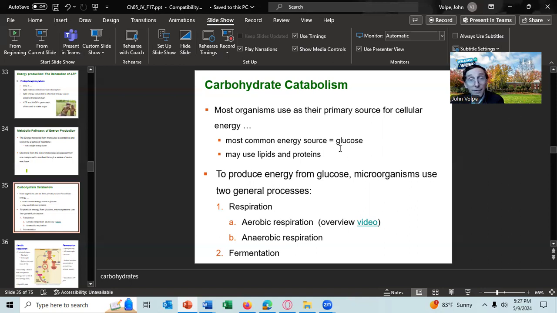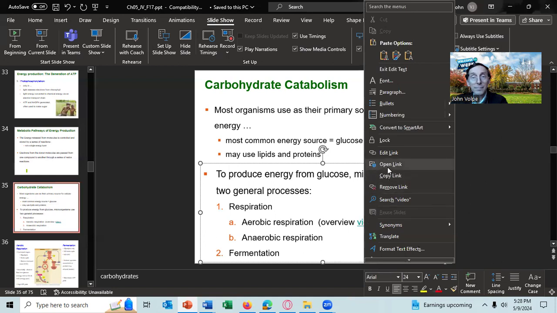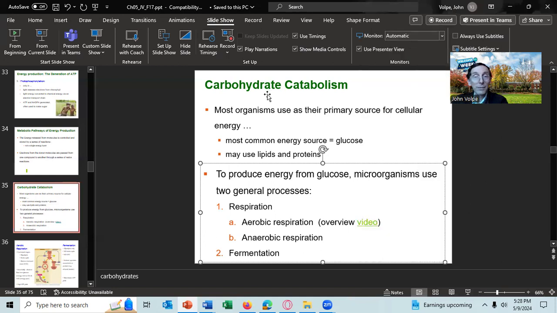To produce energy from glucose, microorganisms use two general processes: respiration, which is both aerobic respiration and anaerobic respiration. And then the second general process is fermentation. Any question about any of that? If not, let's watch a little video on aerobic respiration.